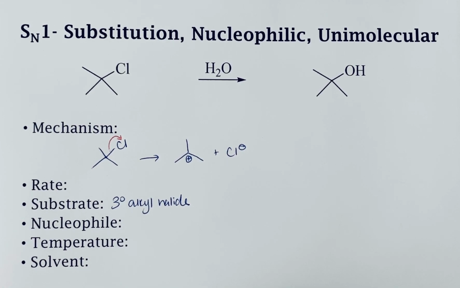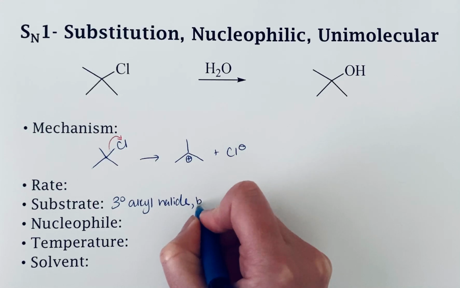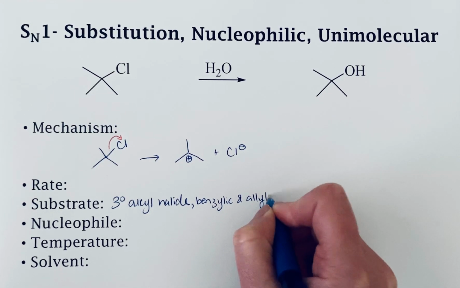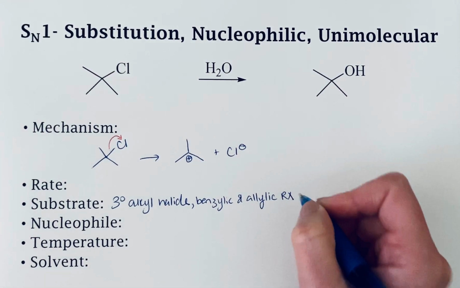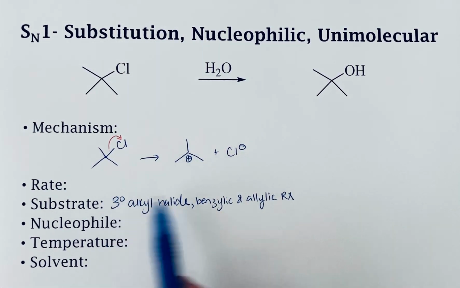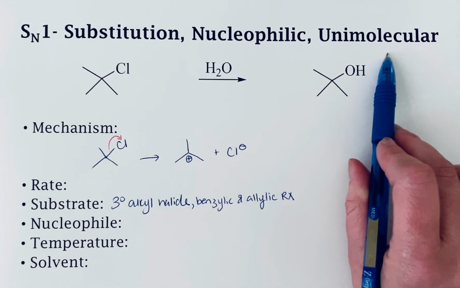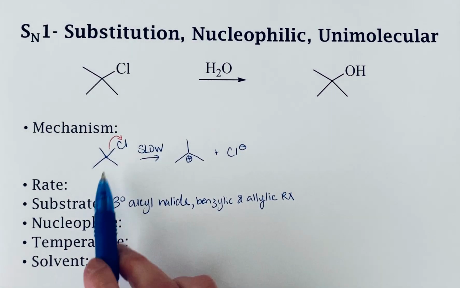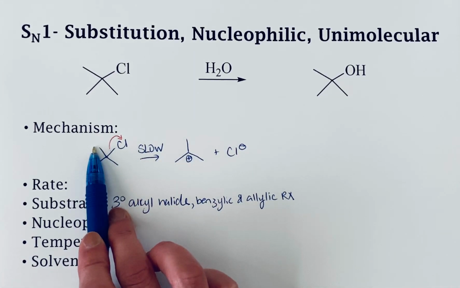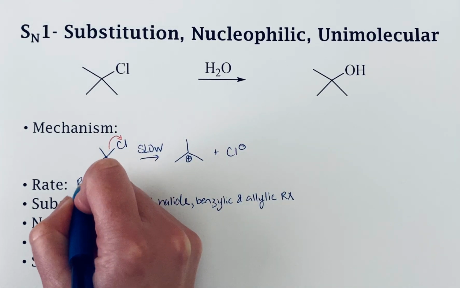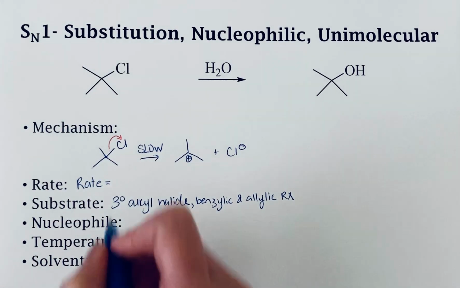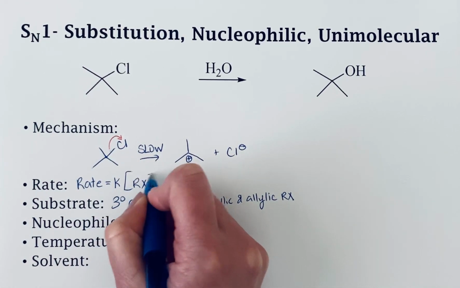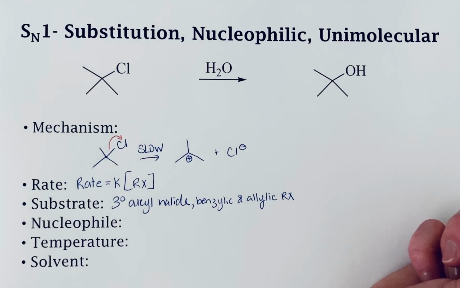The other way a carbocation could be stabilized would be through resonance. So we could also see benzylic and allylic alkyl halides undergoing this reaction. Okay, so this first step here, this is what the unimolecular is talking about. This is the slow step of the mechanism. And so the rate only depends upon what is involved in this step, which is just the alkyl halide. So for an SN1 reaction, the rate of the reaction is equal to the rate constant times just that alkyl halide, because that is the only thing involved in the rate determining step.